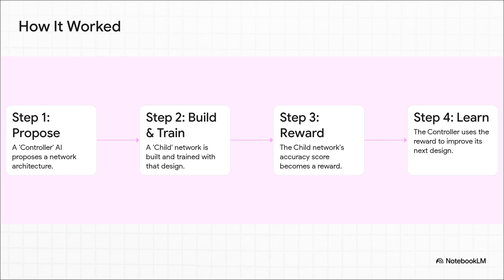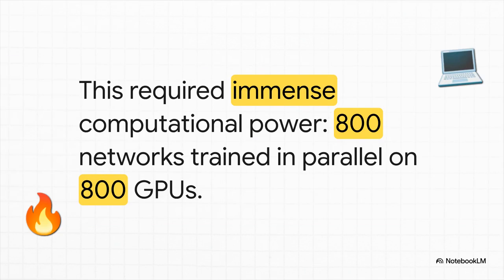The controller gets rewarded for good designs, and it just keeps doing this over and over, thousands of times, getting smarter and smarter with each try. Now, this was not a small experiment. To pull this off, they had to run an absolutely insane setup. We're talking 800 different networks being trained in parallel, each one on its own powerful GPU. The amount of computer power needed was just staggering.